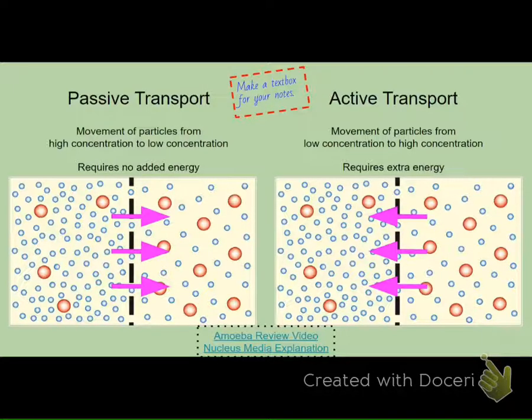So passive transport is the type of transport that does not require energy. Another example of this is if you think about passing gas. If somebody passes gas, there's going to be a high concentration of the smell near the person and a low concentration elsewhere. And slowly it's going to go from high concentration near that person to low concentration away from that person.